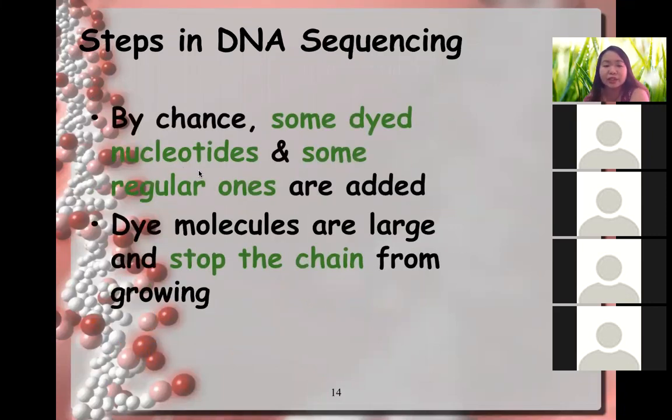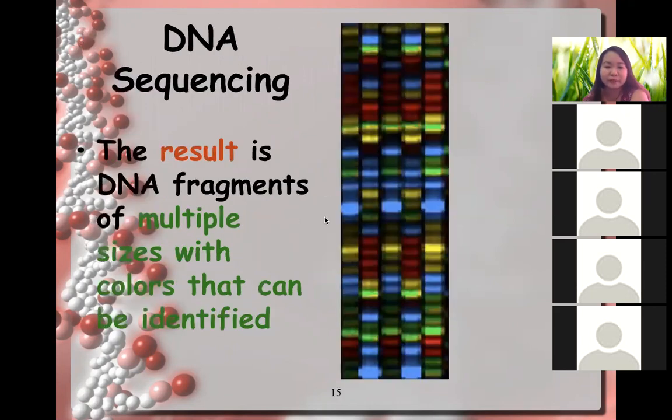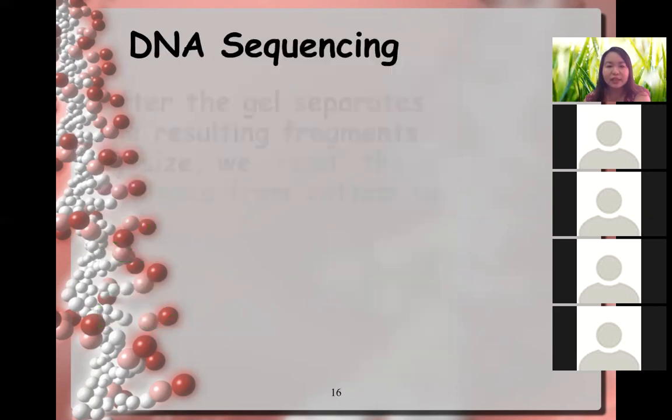Yung dideoxynucleotides and some regular ones are added, then the dye molecules are large and stop the chain from growing. So the result is DNA fragments of multiple sizes with colors that can be identified. So of course, itong magka-color lahat, yellow, red, or blue, are of the same fragments or yung guanine, thymine, and so on.